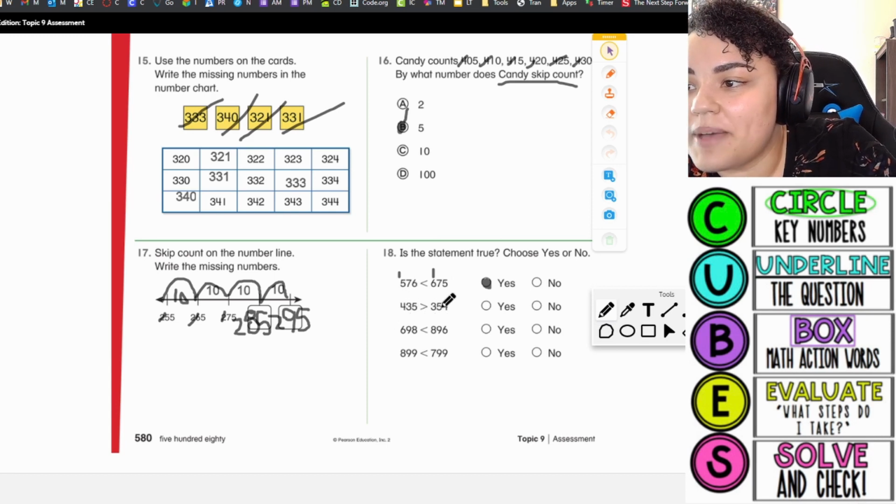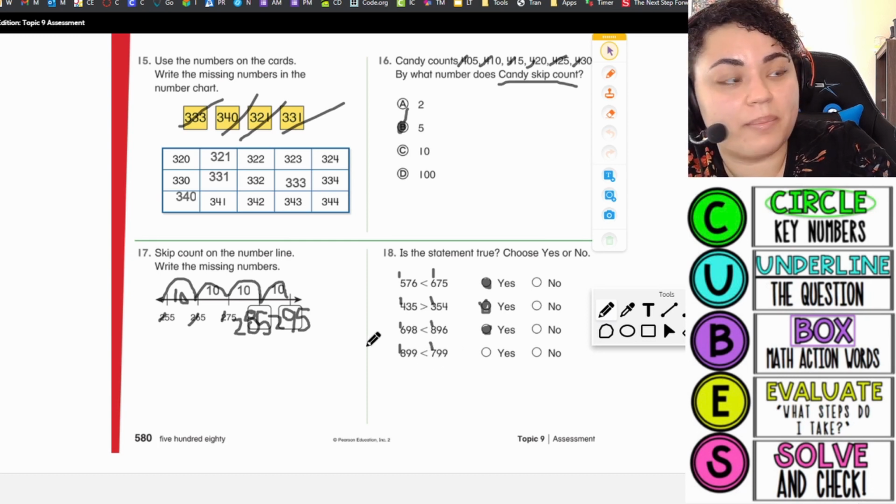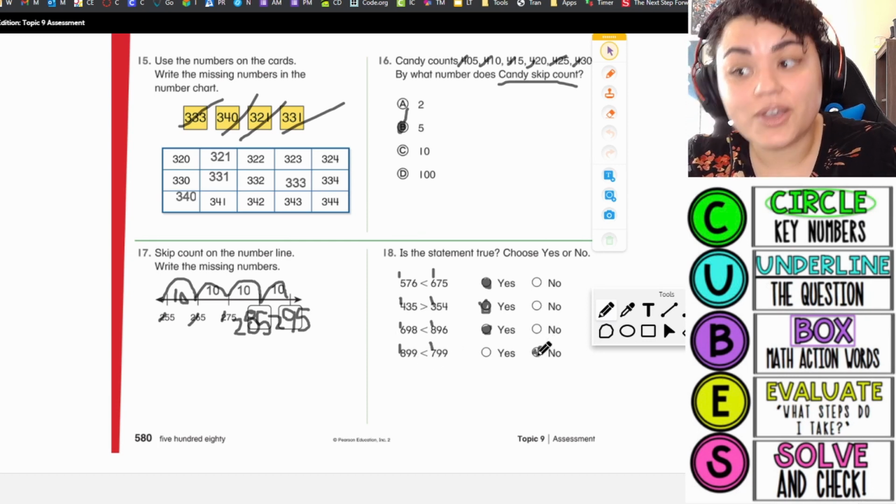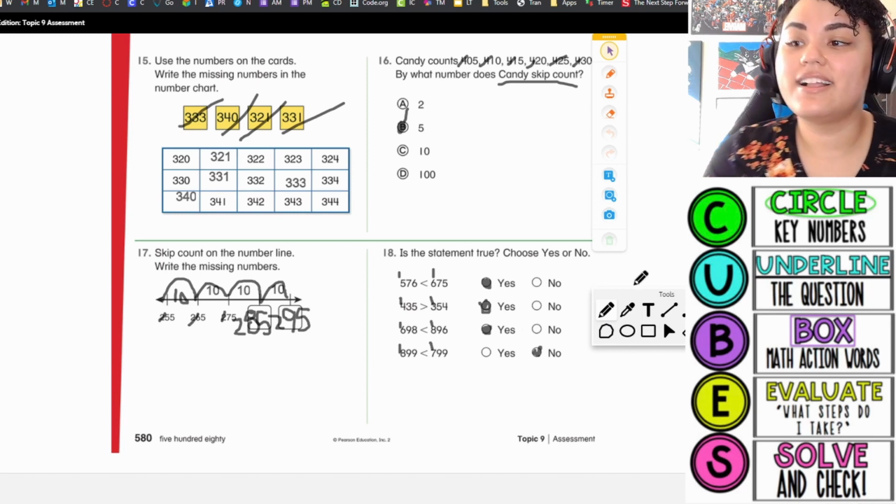All right, what about this one? We have 400 and 300. Is the alligator eating the bigger number? It sure is. Let's see this one. 600 and 800. Is the alligator eating the bigger number? We have 6 over here and 8 over here, so yes, that is also true. What about this one? 8 and 7. Is the alligator eating the bigger number? No. So that is it.